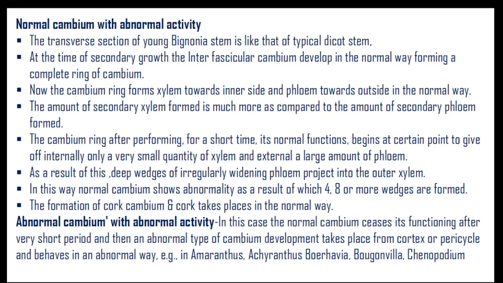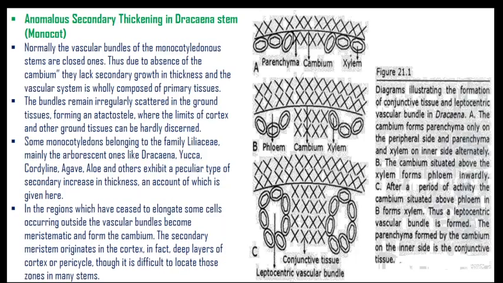Abnormal cambium with abnormal activity. In this case, normal cambium ceases its functioning after a very short period, and then an abnormal type of cambium develops from the cortex or pericycle and behaves in an abnormal way. For example, Amaranthus, Achyranthes, Boerhavia, Bougainvillea, Chenopodium. So in this way, there is a development of a cambium, and it may be abnormal or anomalous.